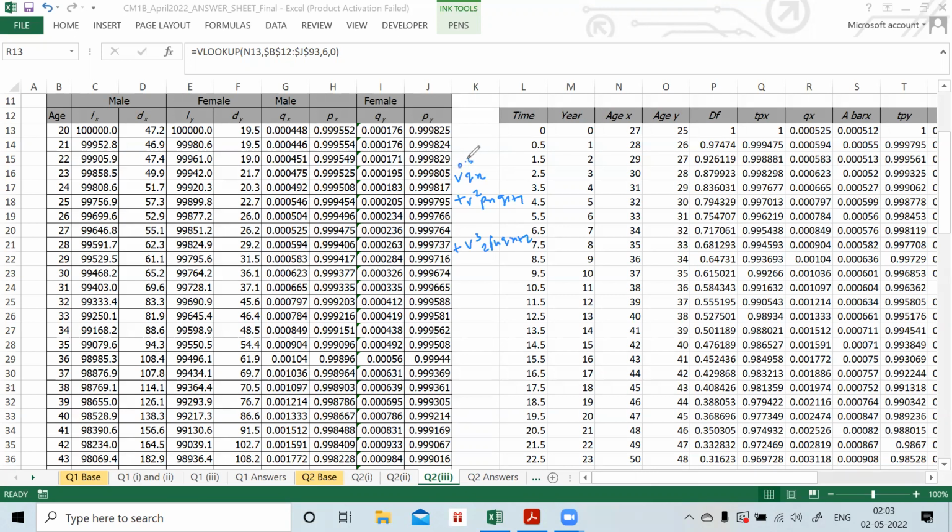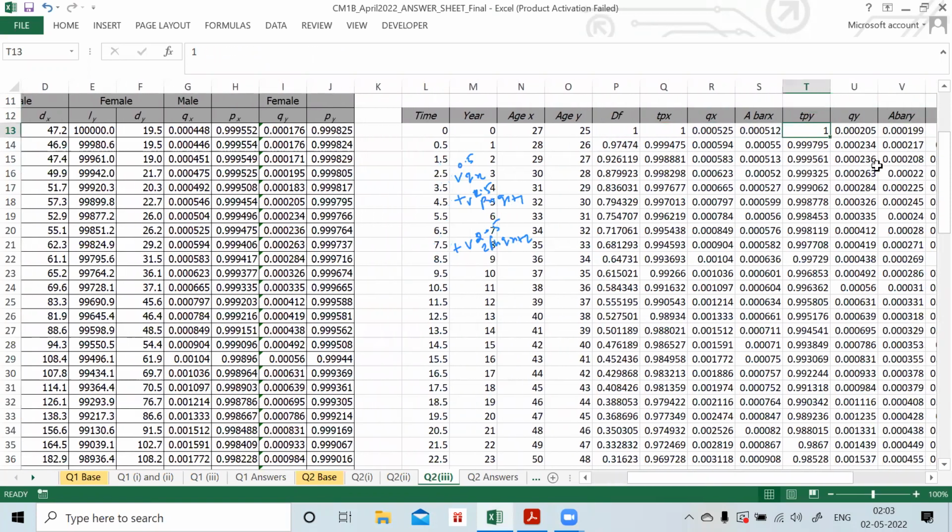Now, since here it is payable immediately on death, you can see v to the power 0.5, v to the power 1.5, v to the power 2.5, and so on. So we'll use this concept for calculating assurance factors for X over here. So basically, A bar X becomes v to the power 0.5 into TPX, which is initially 1, into QX, and drag down this formula for each of the years.